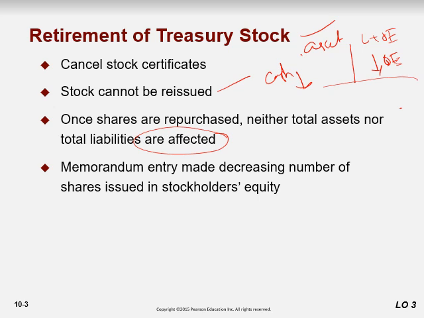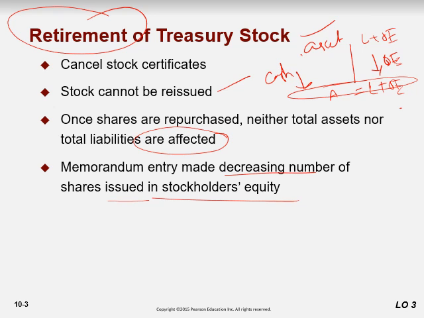So the accounting equation, assets equal liabilities plus owner's equity, remains balanced. And then a memorandum entry is made to decrease the number of shares issued in stockholders' equity. So there is going to be an entry in the memorandum or charter of the company that we are retiring these issues. There is a difference between repurchase and retirement.